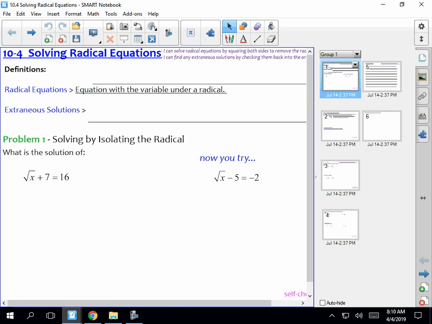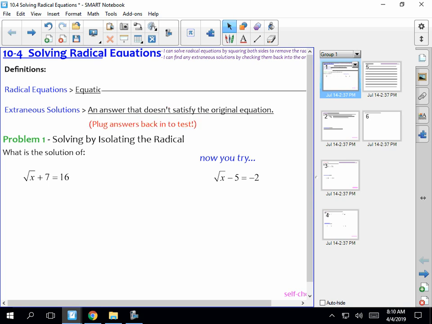A radical equation is anything with a variable under a radical. One thing we do need to watch out for when we square each side to solve a radical equation is that we could introduce what are called extraneous solutions, and that's just an answer that doesn't satisfy the original equation. It doesn't work in the original. So we're going to need to plug in and check it, and I'll show you what I mean here.